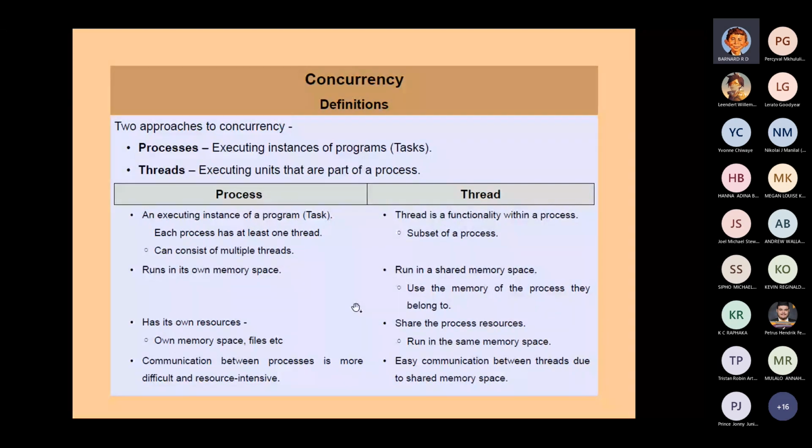So that's briefly the difference between a process and a thread. Basically, a thread is a functionality within a process, in other words, a subset of a process, and it shares memory, whereas processes each run in their own memory space. So that briefly is the distinction between a process and a thread.